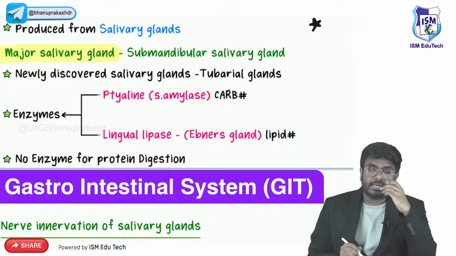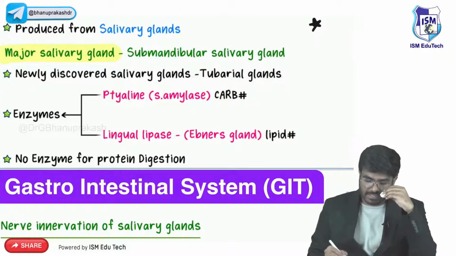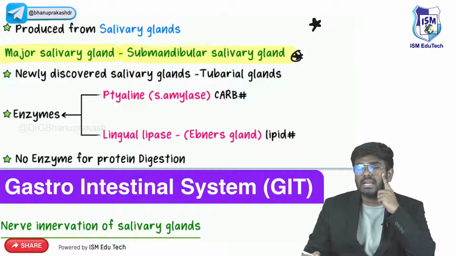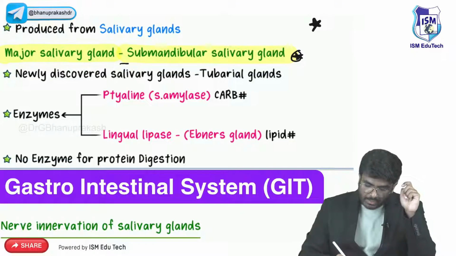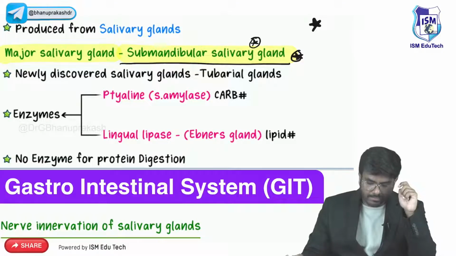What's the major salivary gland? Saliva is produced by the salivary glands. What is the major salivary gland? Submandibular. It's not the parotid. Most of the students will think the parotid gland is the major salivary gland. No, the submandibular salivary gland is the major salivary gland.